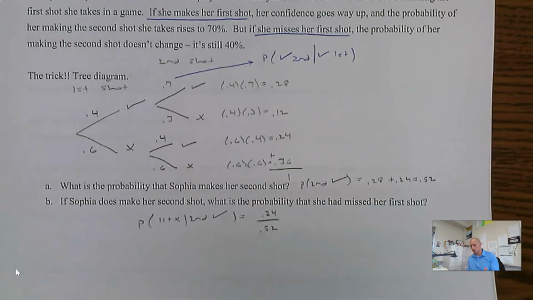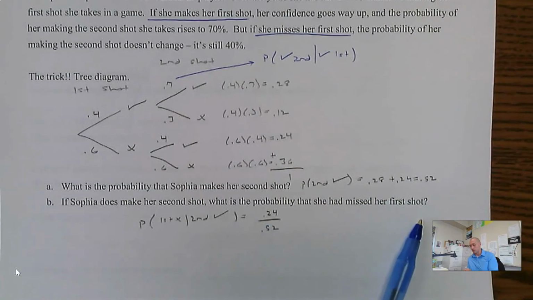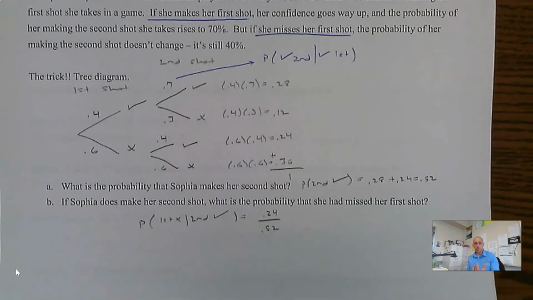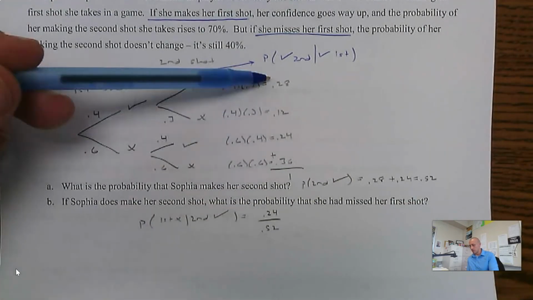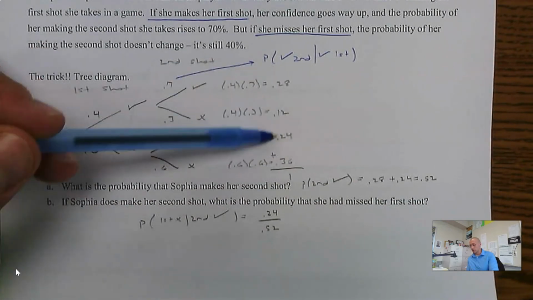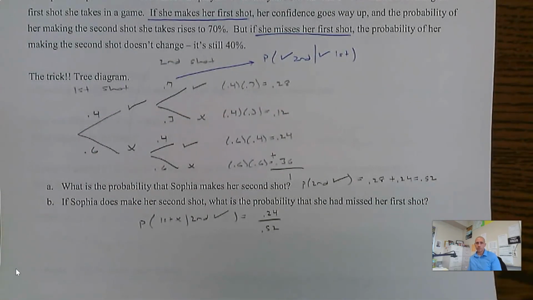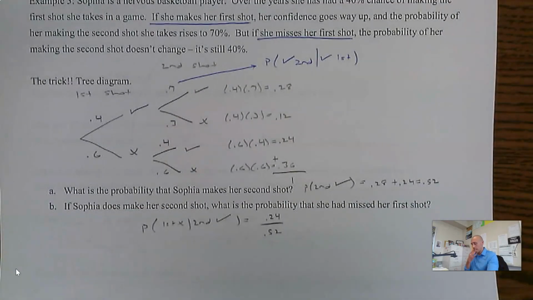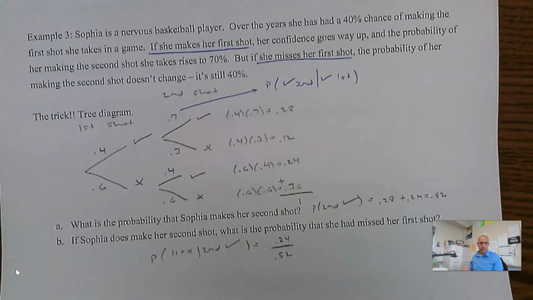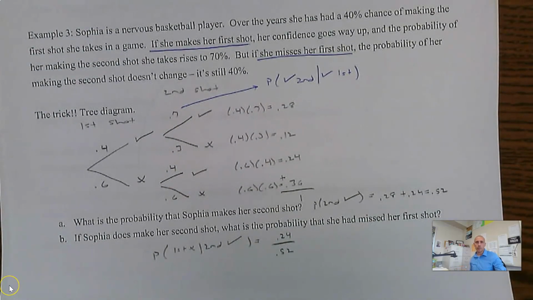And then part B is a conditional probability. If she makes her second shot, that's the given. What's the probability she missed the first? Well, we just said there's a 52% chance she makes the second shot. So what's the probability she missed her first? Out of those 52%, 24% of the time she misses the first. So that's how I'm going to apply that. And I believe that's it. All right, so that's a quick review of probability.